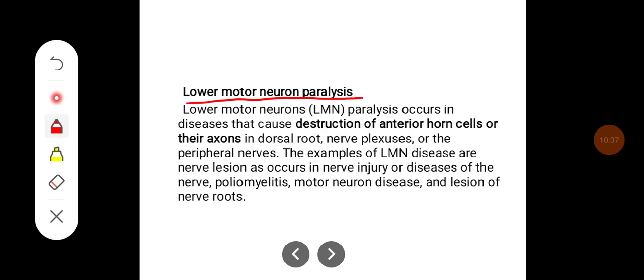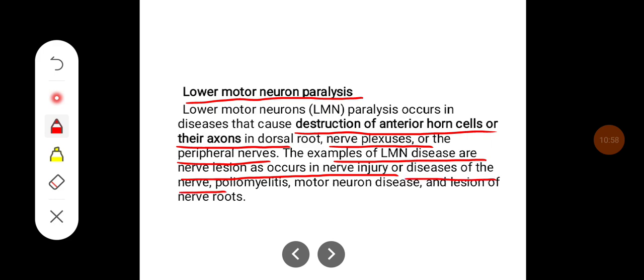Coming to lower motor neuron paralysis. Lower motor neuron paralysis occurs in diseases that cause destruction of the anterior horn cells or their axons in the ventral root, nerve plexuses, or in the peripheral nerves. Examples of lower motor neuron diseases are nerve lesions as occur in nerve injury or diseases of the nerve, poliomyelitis, motor neuron disease, and lesions of nerve roots.